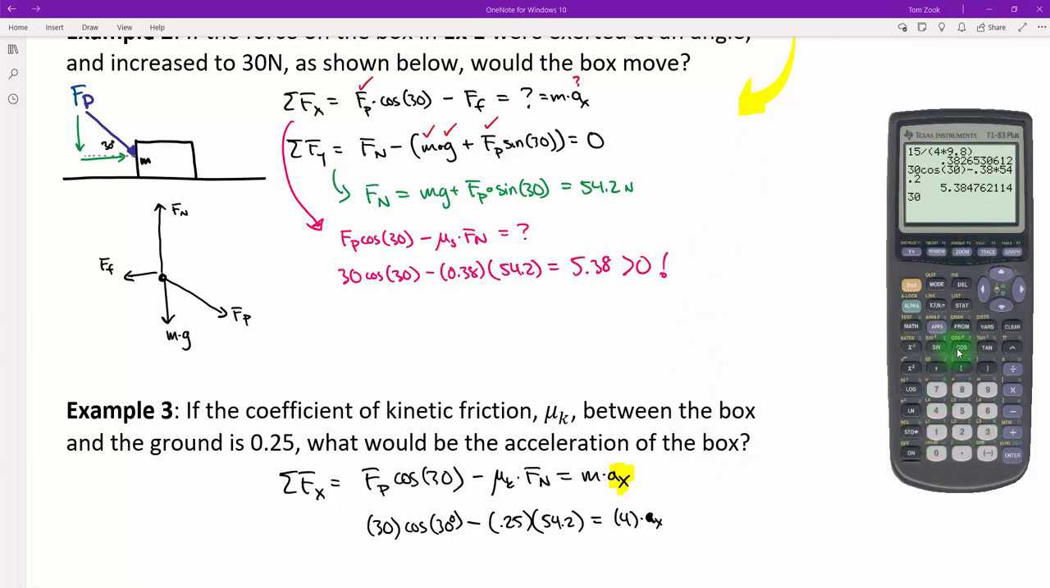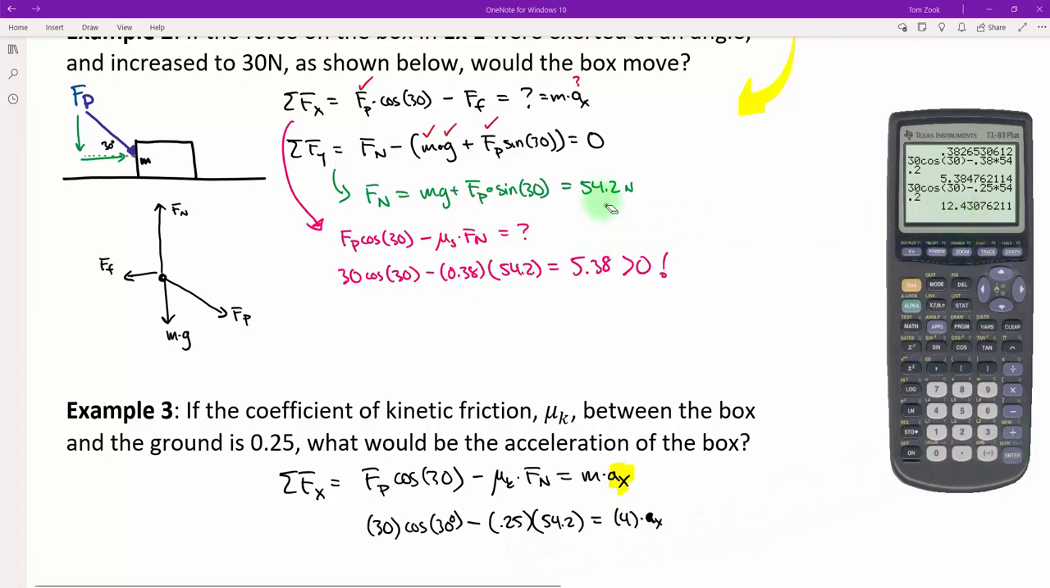30 cosine 30. By the way, remember to put yourself in degrees mode. Minus 0.25 times 54.2. Notice, smaller coefficient of friction times this, I should get a smaller force of friction there. Let's see, I get that, and I get 12.5.